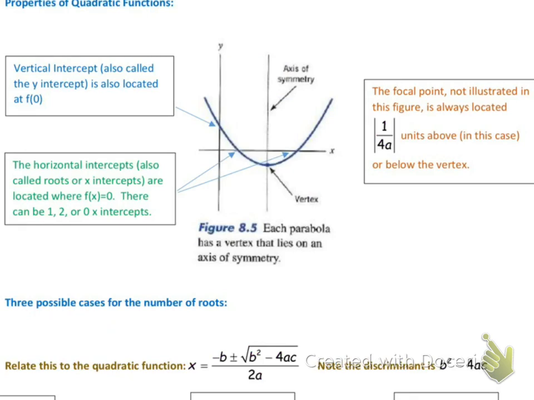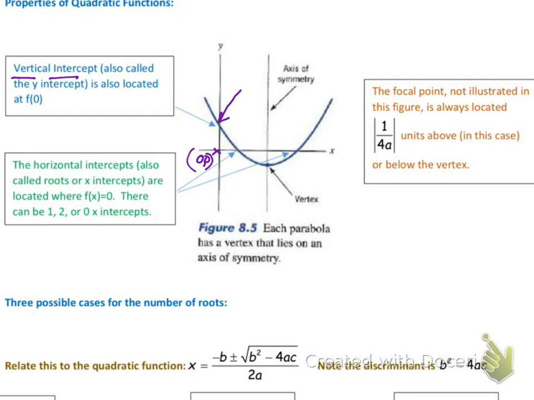So just a quick summary of the properties of a quadratic function. We haven't talked about the vertical intercept yet. The vertical intercept is also called the y-intercept. So it's where the parabola crosses the y-axis. Okay, and you can get that y value by plugging in a 0 for x, because this point right here is (0, 0). Okay, so that's the vertical intercept, or aka the y-intercept.